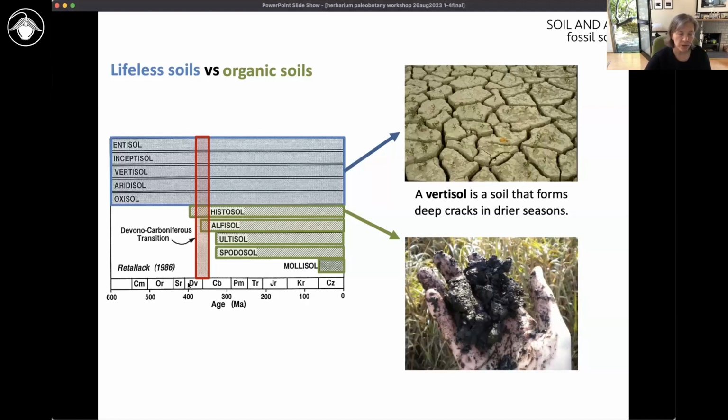So going from the Devonian into the Carboniferous, the next period, we see all kinds of soil types appear that indicate that plants were already present. And as you can see, the histosoil is very organic rich. So that's also evidence that a lot of organic biomass was stored in these soils.